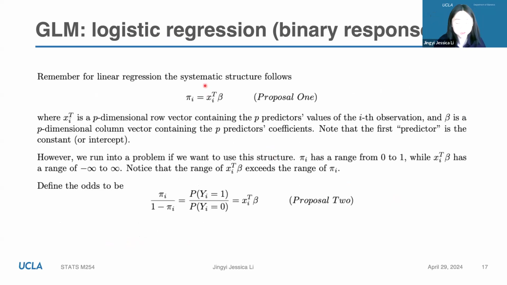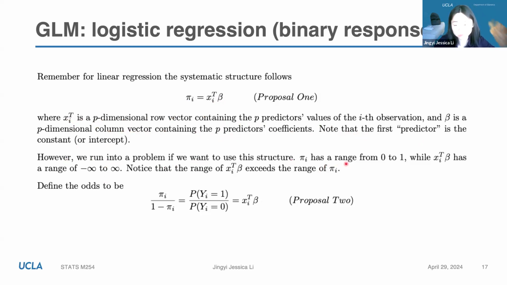If we just use the same systematic structure as the linear model, we call this proposal 1, then we basically assume that pi i is just xi transpose beta. This is the explanation for what xi transpose is. It's a p-dimensional row vector containing the predictor values. Basically the first one is just a constant for the intercept, and beta is the p-dimensional column vector containing the coefficients. However, we run into a problem if we want to use this proposal 1.